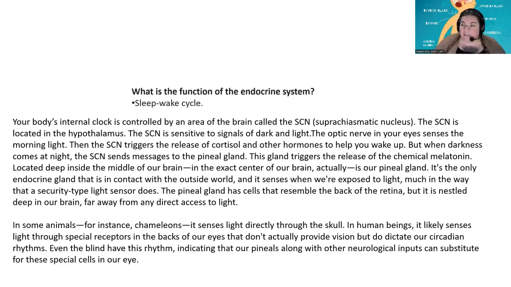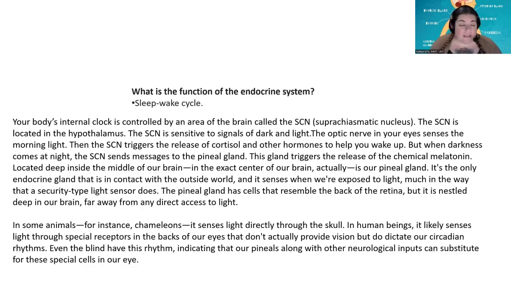It actually has cells inside the gland that resemble the back of the retina in the eye, even though it's nestled deep in the center of our brain and doesn't have true direct access to light. In some animals, the book gives the instance of chameleons. In my case, I had an iguana. You could pet the scale covering there, and it would literally cause him to go to sleep. His body would shut down, thinking it was nighttime. It senses light directly through the skull.